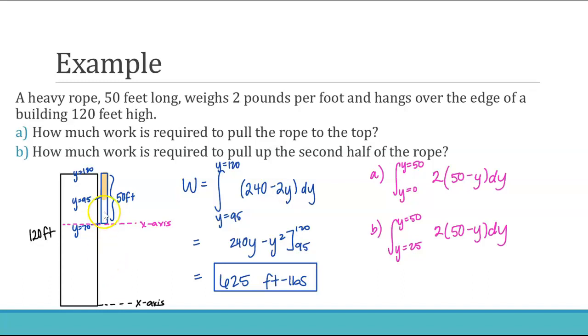But no matter what, we're always going to integrate over where the rope exists, right? Over where we're even potentially doing any work. So if our x-axis is the ground level, then we don't start doing any work until the y value of 70. But if we make the x-axis the bottom of the rope, then we start doing work immediately because the bottom of the rope is now y equals 0. So that's an alternate way to think about it if it helps.